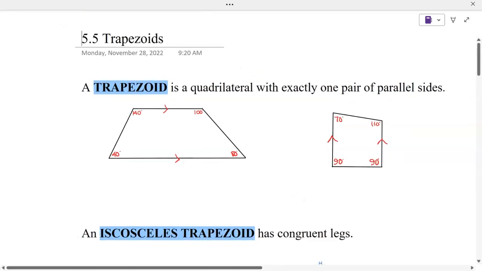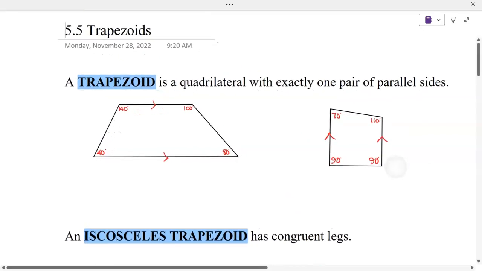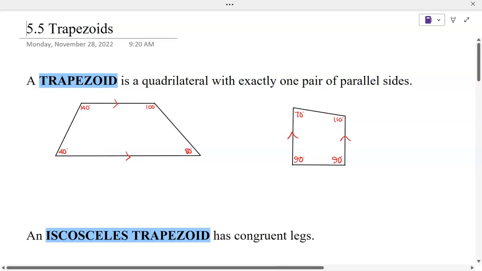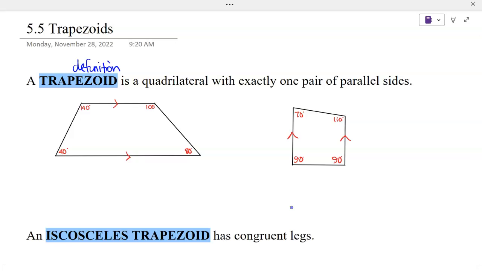Today we're going to talk about a different kind of quadrilateral, a trapezoid. By definition, a trapezoid is a quadrilateral with exactly one pair of parallel sides. So you see the figure on the left, we have the two parallel sides, and here on the figure on the right, our two parallel sides are on the right and the left.